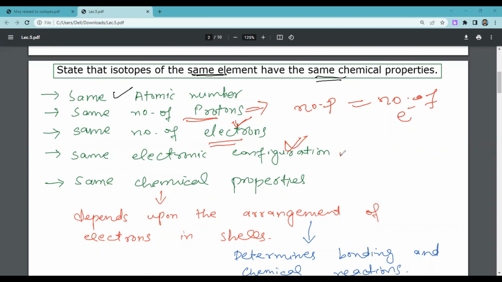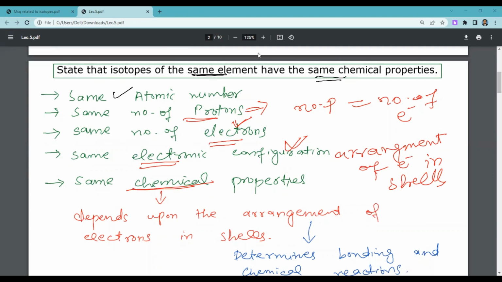Electronic configuration is the arrangement of electrons in shells. We discussed the arrangement of electrons in shells in detail in our previous lecture. They have the same electronic configuration. If they have the same electronic configuration, it means that they have the same chemical properties.